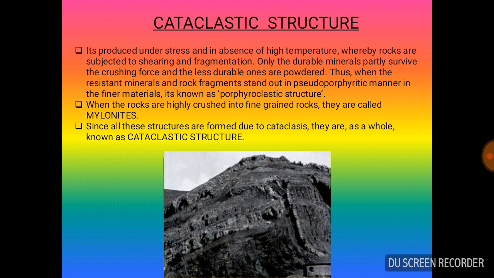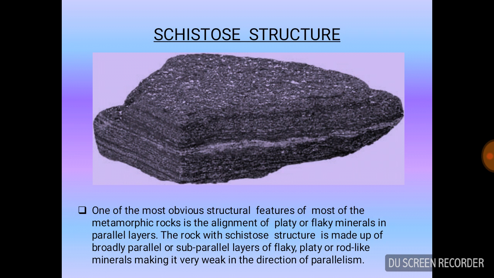Now there you can see one diagram, one figure, of a regional scale in which the rocks are showing cataclastic structure. Let's go to the next part, which is the schistose structure.